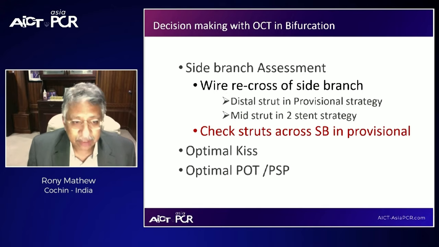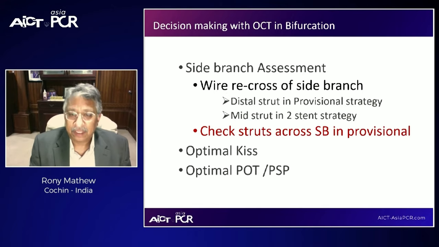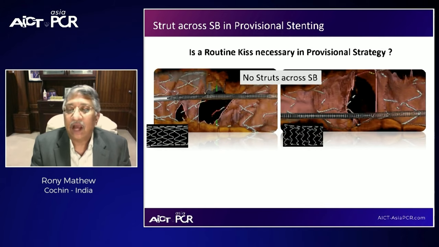Now, next, let me talk to you about the struts across the side branch in provisional. This is a question that has been asked: is a routine KISS necessary in a provisional strategy? When you do a main vessel stenting, should you come out with a KISS?